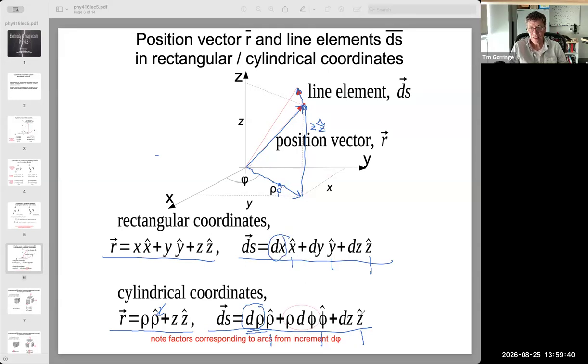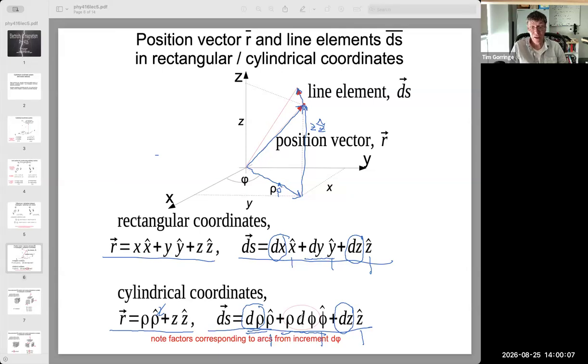Actually, for z, it's easy. We're just going to take a step dz in the z direction, just like before. It's the same coordinate. For phi, it's a little different compared to how we step in rectangular coordinates. d phi is not a step in a distance. d phi is just an angle.